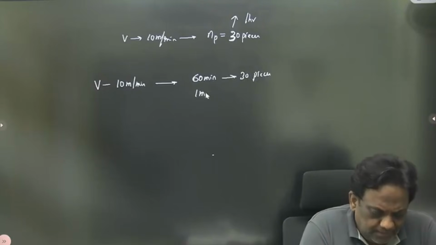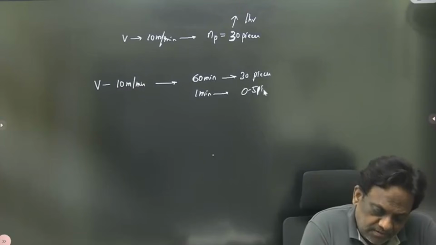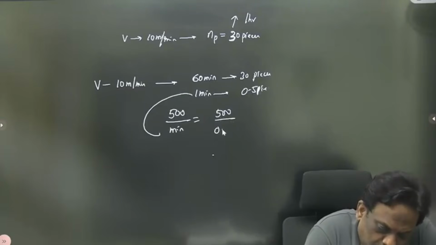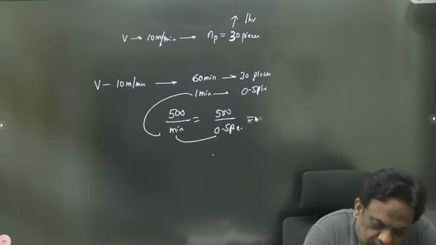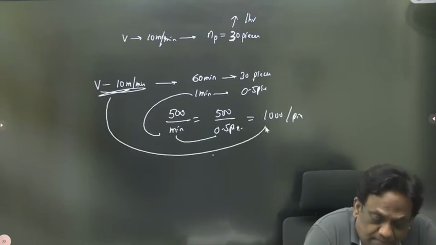So in 1 minute, he is manufacturing only 0.5 piece. So you are paying 500 per minute. What is a minute? 0.5 piece. One minute for 0.5 piece, meaning 500 by 0.5, it is 1000 per piece. At low velocities, you are paying 1000 per piece.